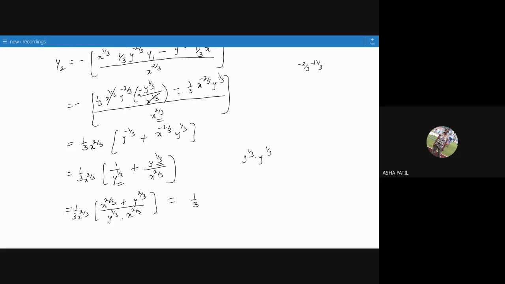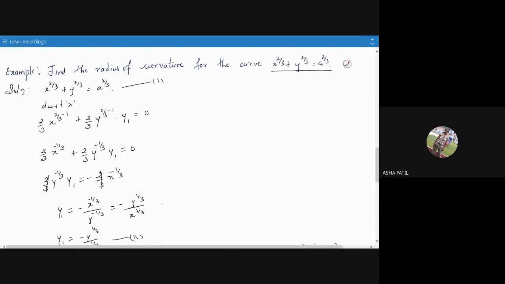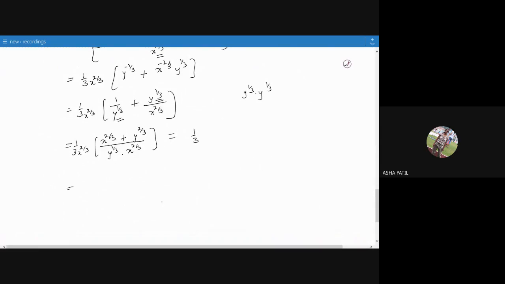Now, this term from the given equation 1, it is x raised to 2 by 3 plus y raised to 2 by 3, it is equal to a raised to 2 by 3. So, let us substitute that value here. We have 1 divided by 3 into x raised to 2 by 3 plus 2 by 3, that is 4 by 3 into y raised to 1 by 3. Numerator is a raised to 2 by 3.